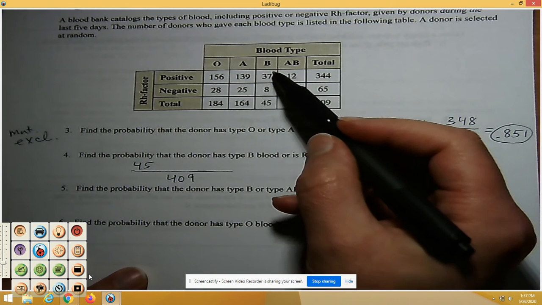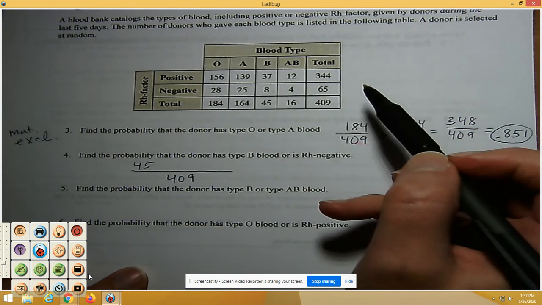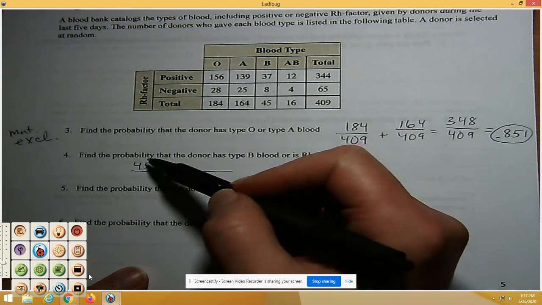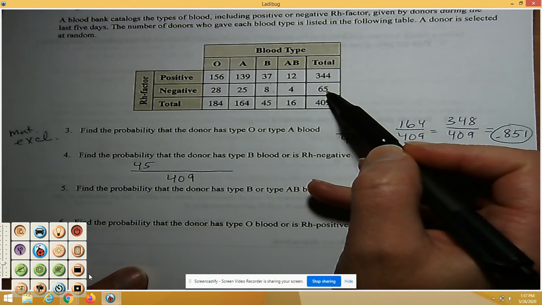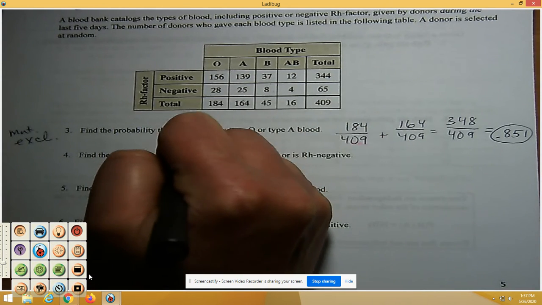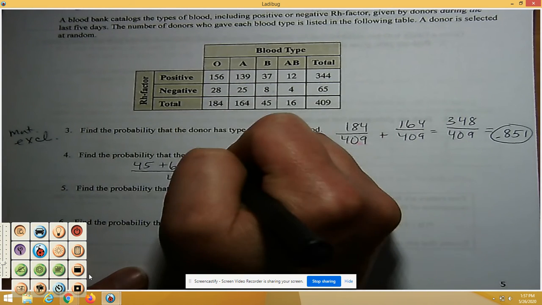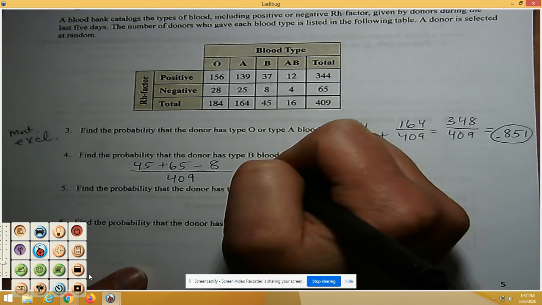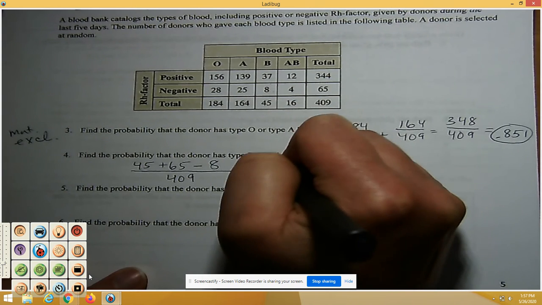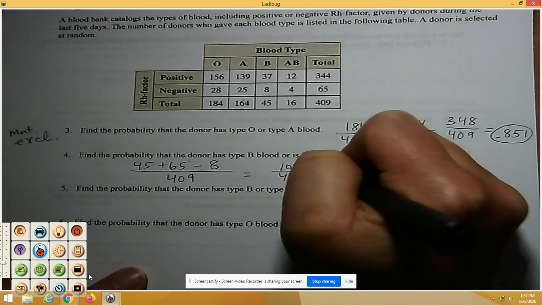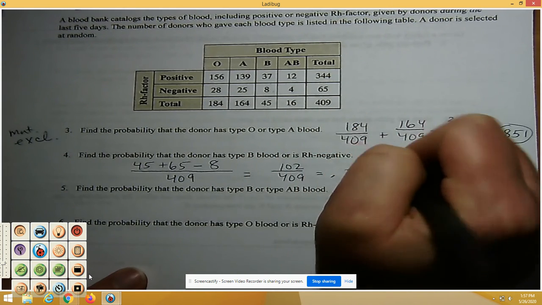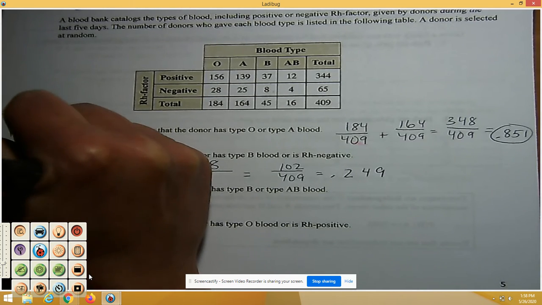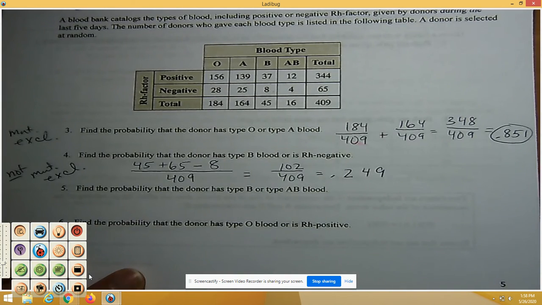I think it makes the math easier. So the probability of type B blood is 45. The probability of Rh negative, you're going to have 65 out of 409. And then you have to subtract the 8, otherwise you're double counting it. All right, so when you do that out, you're going to get 102 out of 409, which is 0.249. This was not mutually exclusive, so you had to subtract the overlap.